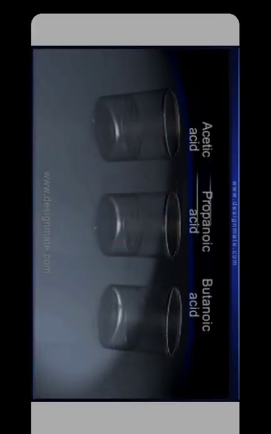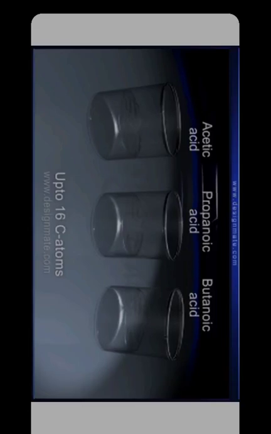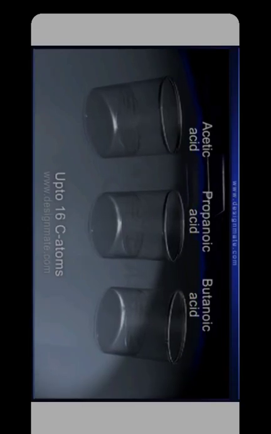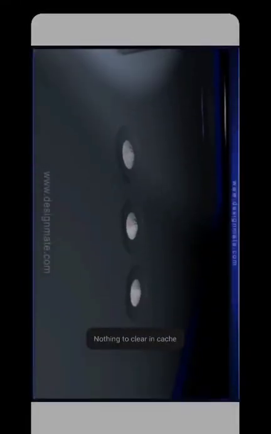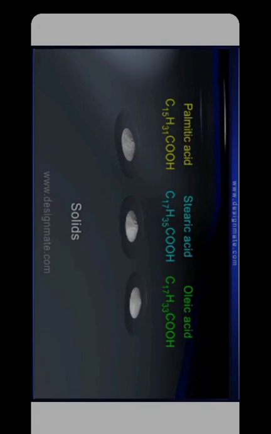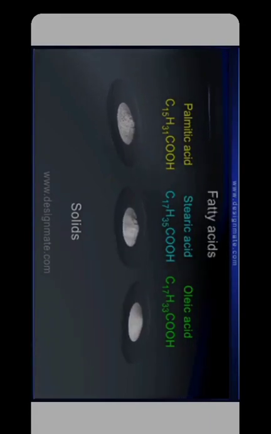The lower members of the carboxylic acid series, containing up to 16 carbon atoms in their molecules, are liquids, while higher members, containing more than 16 carbon atoms, are solids. They are commonly called fatty acids.